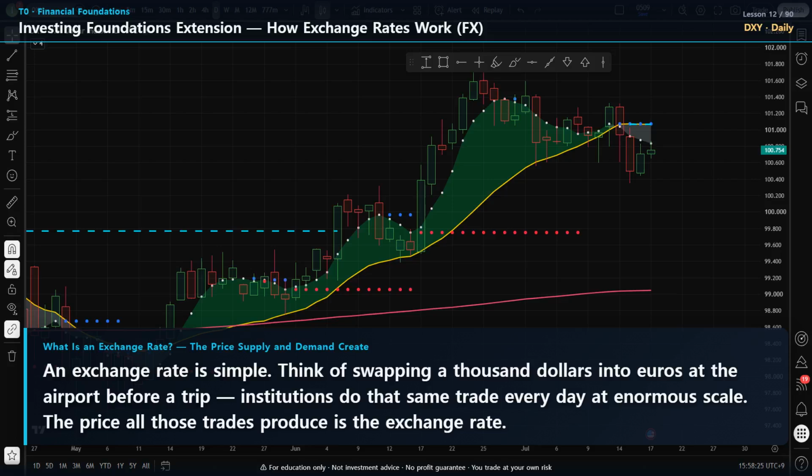An exchange rate is simple. Think of swapping $1,000 into euros at the airport before a trip. Institutions do that same trade every day at enormous scale. The price all those trades produce is the exchange rate.